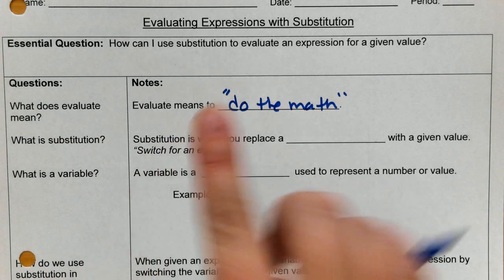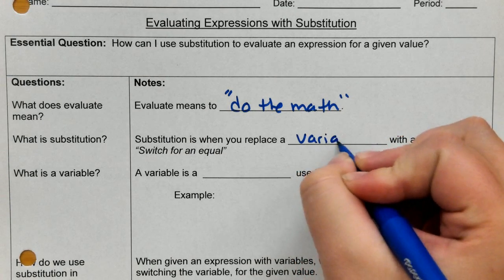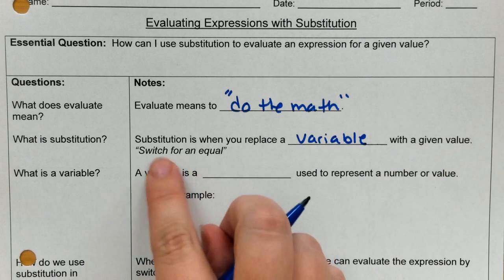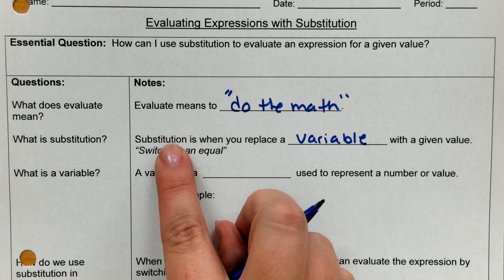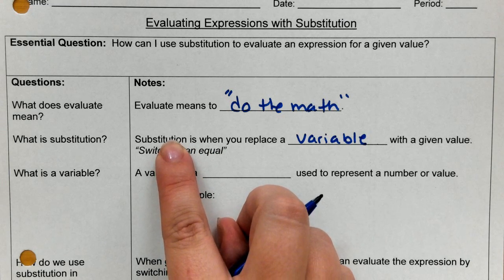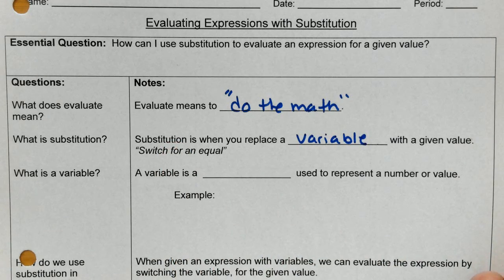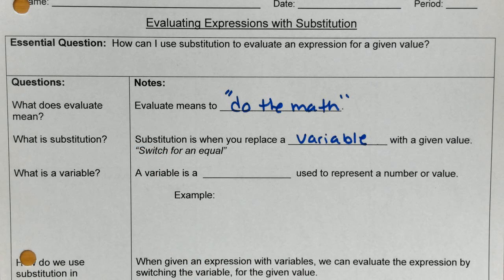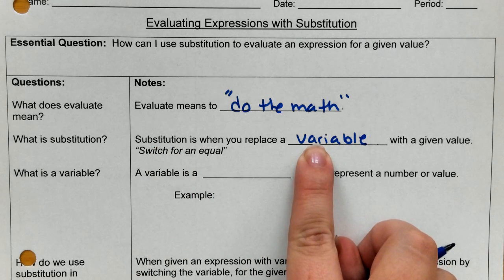Substitution is when we replace a variable with a given value, aka switch for an equal. You might hear the word substitute or sub when you think about sports. If Messi is playing bad in his soccer game, they will substitute or switch him out for another player. So substitution is we switch a variable.